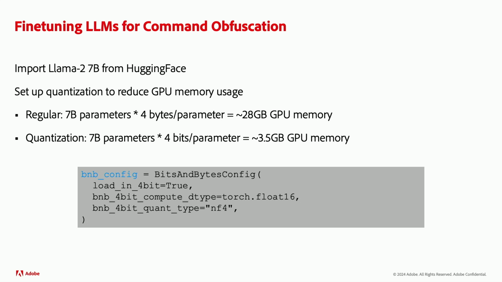We're not going to be able to use a lot of commodity GPUs. We're going to need the more expensive ones like the A100s and H100s. So if we want to leverage some cheaper GPUs, we have to set up some quantization. That means we're going to reduce the precision from 4 bytes to 4 bits instead, which is substantially less. So 7 billion parameters times 4 bits per parameter gives about 3.5 gigabytes of GPU memory, which is much less memory. And this is just some config to set that.